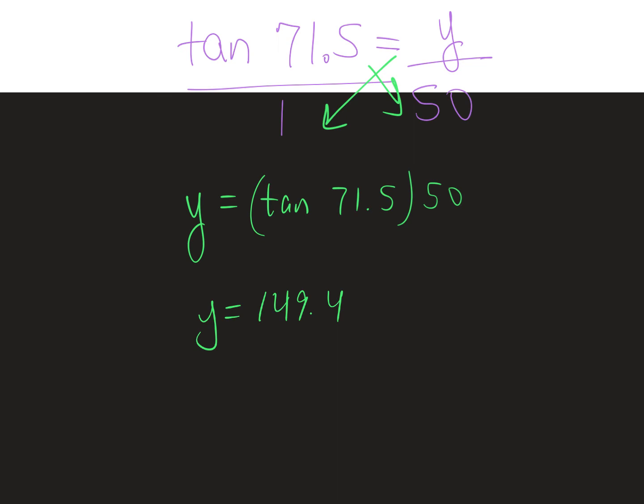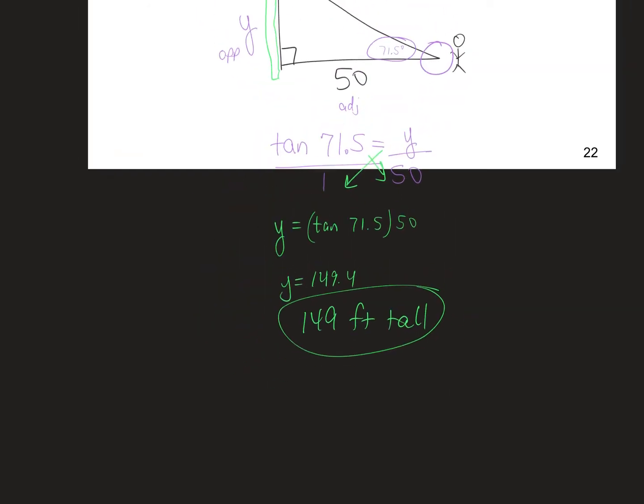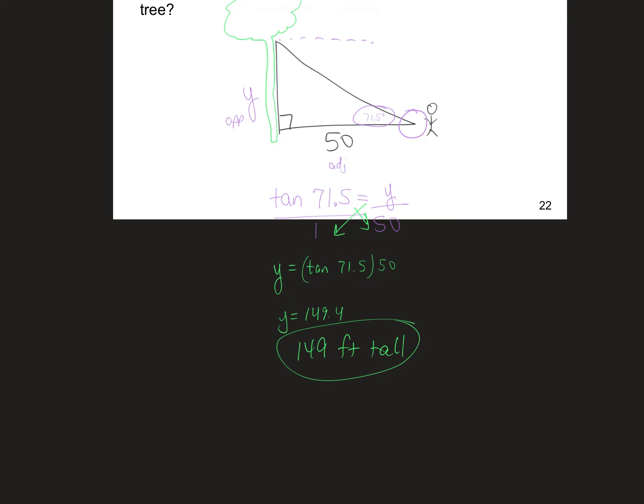Now, on a question like this, it'll say round to the nearest. So say I said round to the nearest foot. What would your answer be? 149 feet tall, all right? Your tree is about 149 feet tall. Does that make sense? Yeah. It's a big tree. That's okay. You're in a forest, something like that.